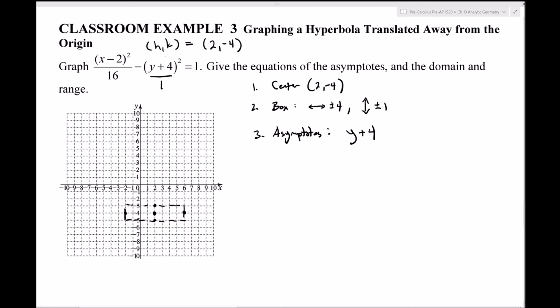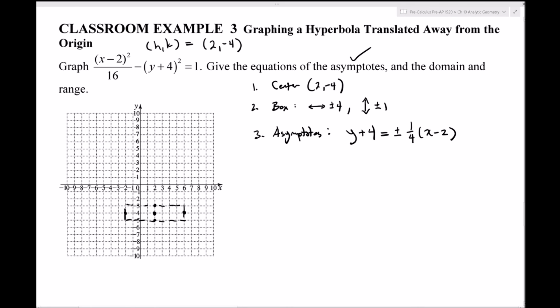So shortcut, you just take these, and that's going to be the pieces of your equation for the line. y plus 4 is equal to the slope times x minus 2. And what's my slope? Plus or minus 1/4, and that's x minus 2. So I have the center and the asymptotes down. Then they want the domain and the range. They don't even want the vertices. They're asking for less and less each problem.